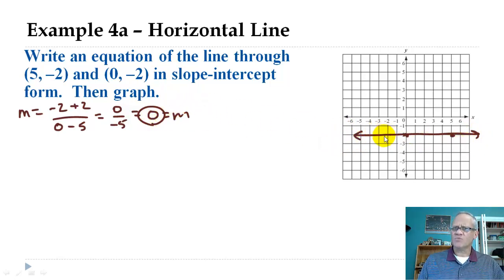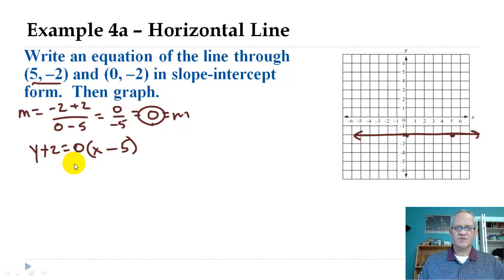But what's the equation? Okay, how do we do the equation there? All right, well, since we have the slope and we've got some points here, let's just plug it in, say, to point-slope form. So y minus, and let's use this 5, -2 point here. So y minus a -2, so plus 2, equals slope 0 times x minus 5.